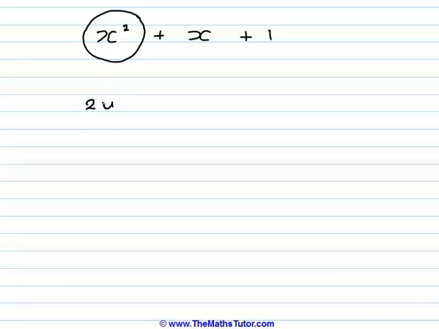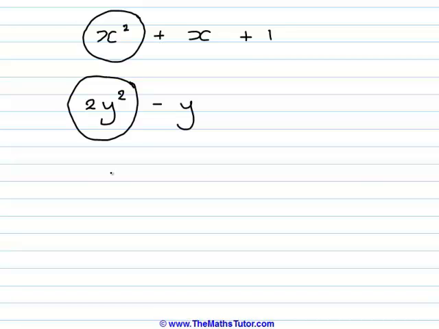Let's look now at some quadratic expressions. X squared plus x plus 1 is a quadratic expression because it has got an x squared term. So this is a quadratic expression in x. Another example, 2y squared minus y. This is also a quadratic expression, so it's got a y squared term. It's a quadratic expression in y.